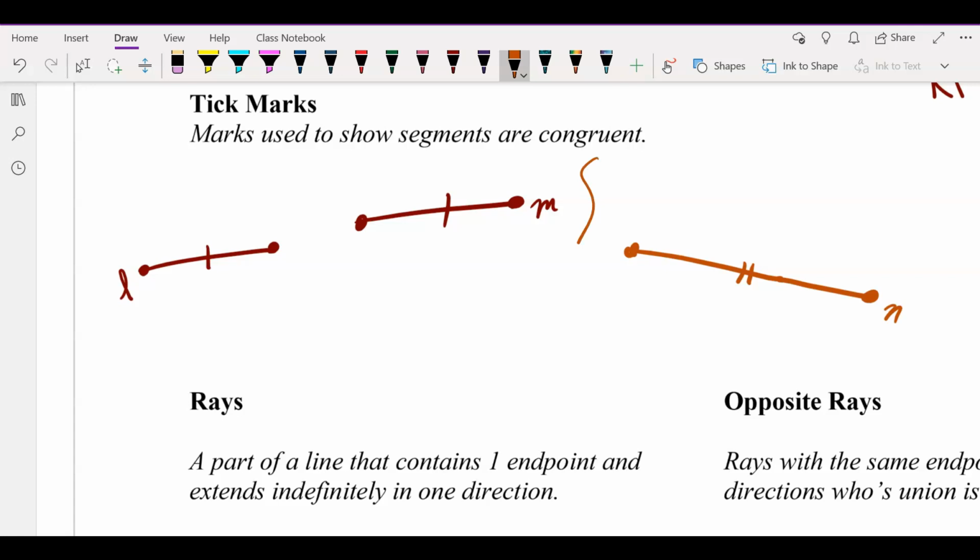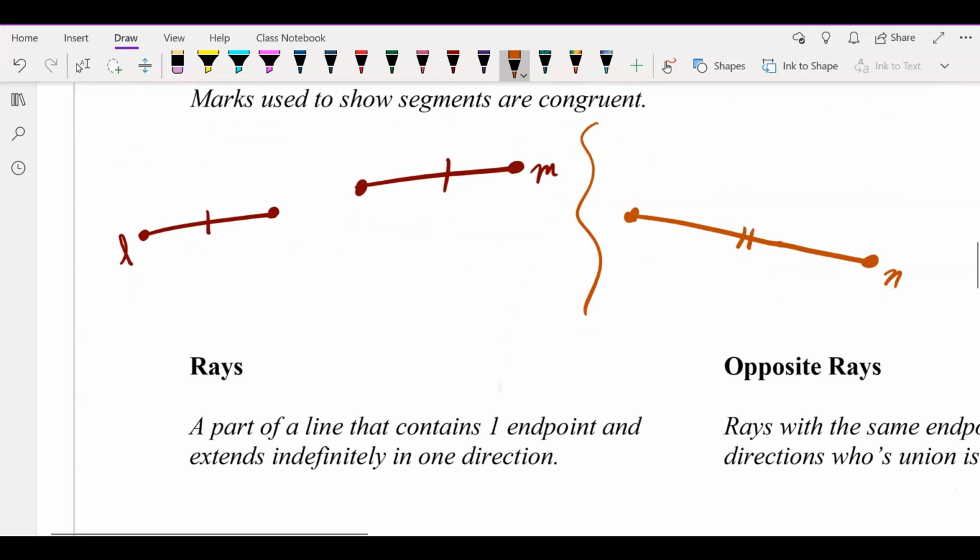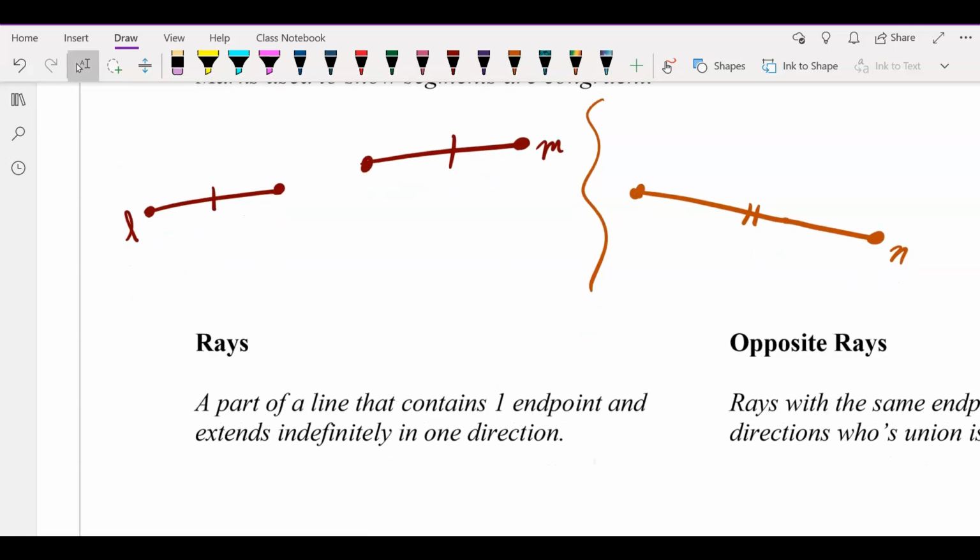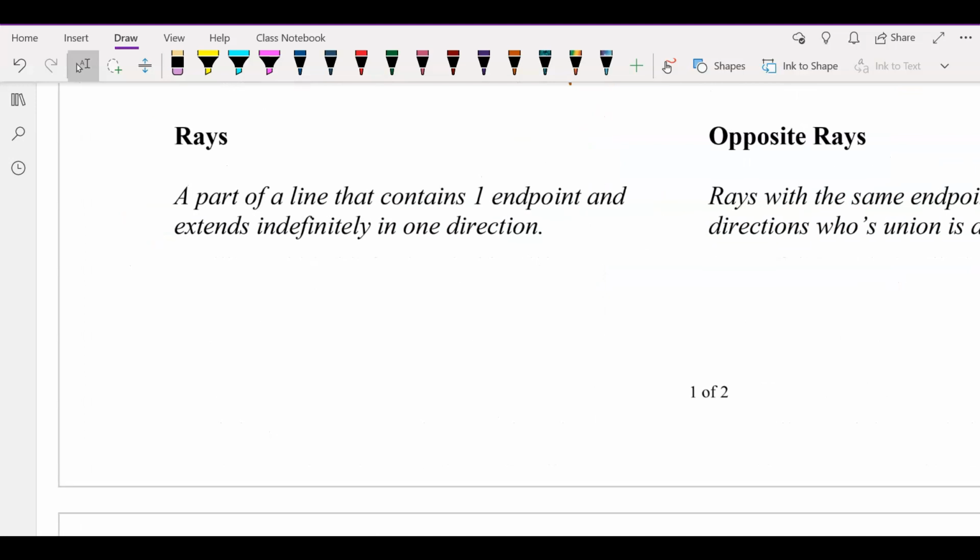It is not congruent to these two over here. So make sure you're taking notice of those tick marks. Then we have here rays, which we have talked about. A ray will have an endpoint, and then on one side of it, there will be an arrow going in one direction. Now, notice a ray, yes, is still a line. So we still have to have 2 points on that line.